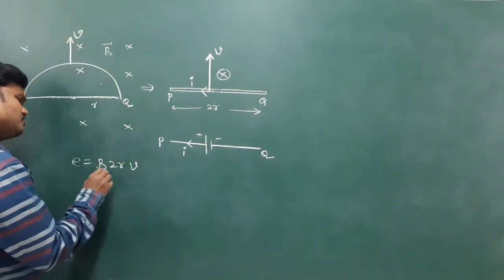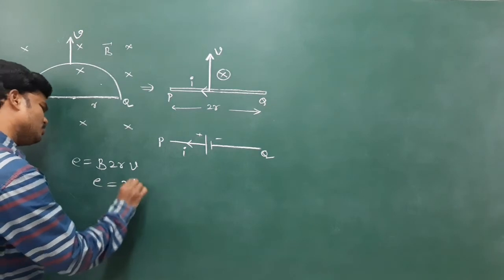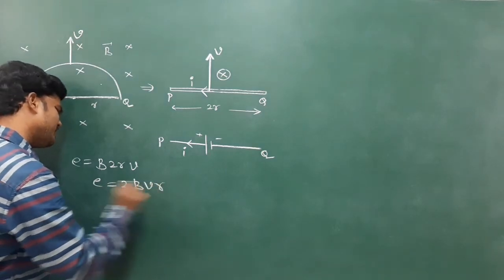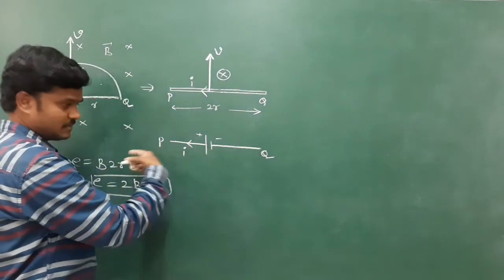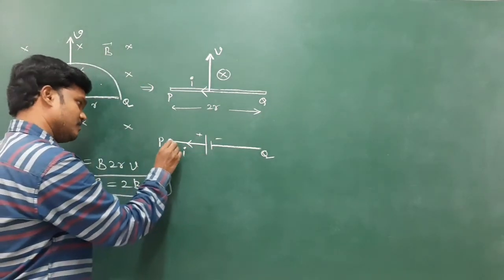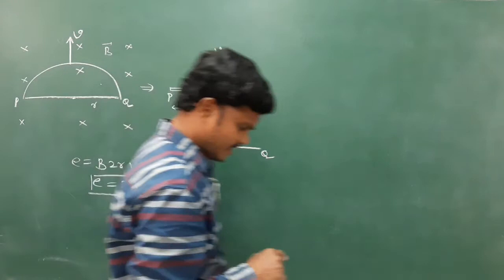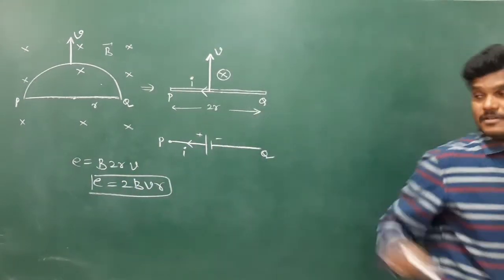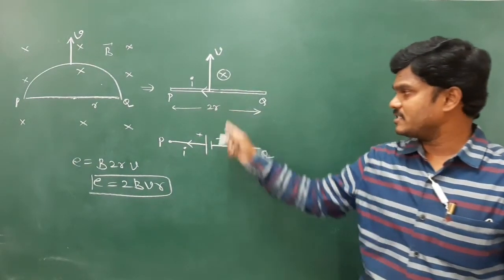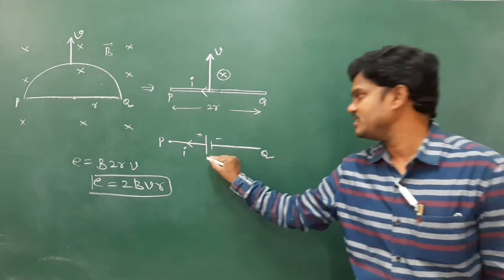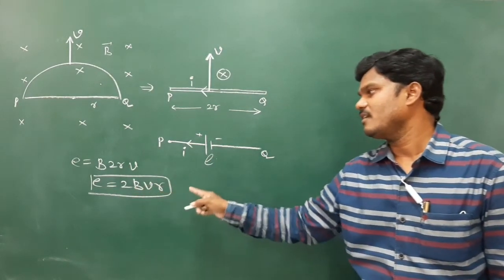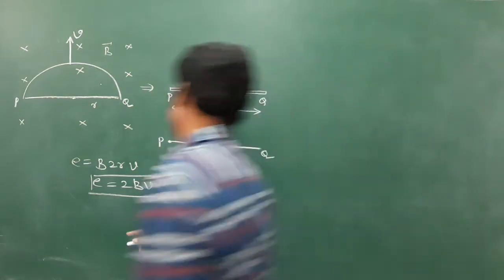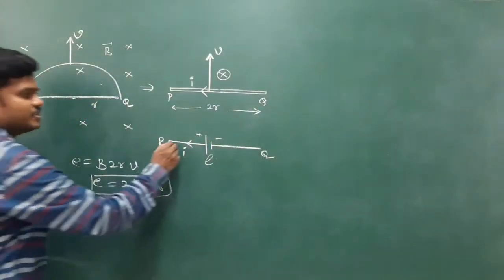So EMF is equal to 2BVR, and the induced current is to the left side. If it is a closed coil, we can identify clockwise or anti-clockwise. Now this rod is replaced by a battery whose EMF is equivalent to 2BVR, and this EMF we can write as the potential difference between these 2 points.